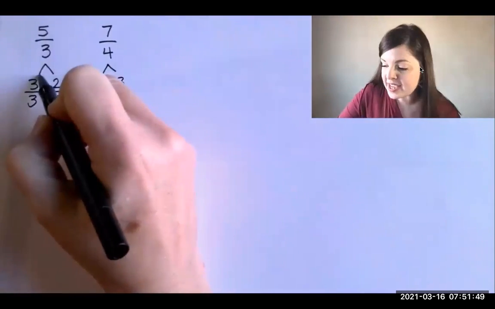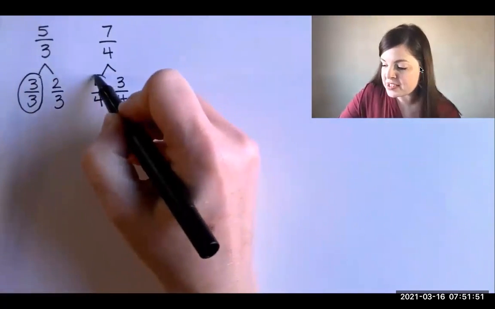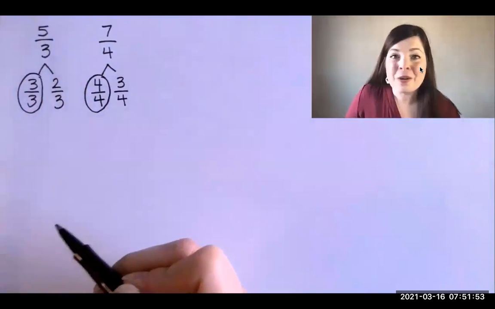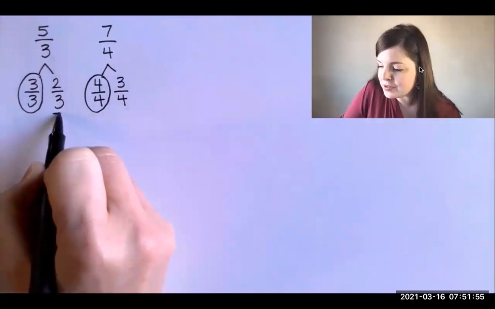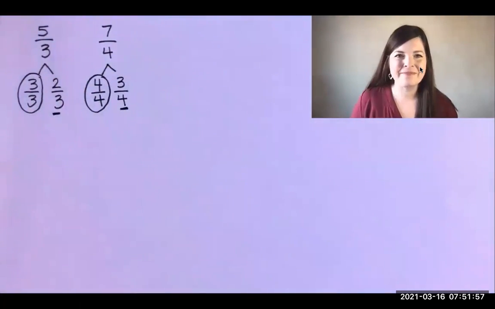Since the wholes are the same, 3/3 is equal to 4/4, we can just compare the other parts, 2/3 and 3/4. So how can we compare 2/3 and 3/4? Pause the video to talk out your thinking.